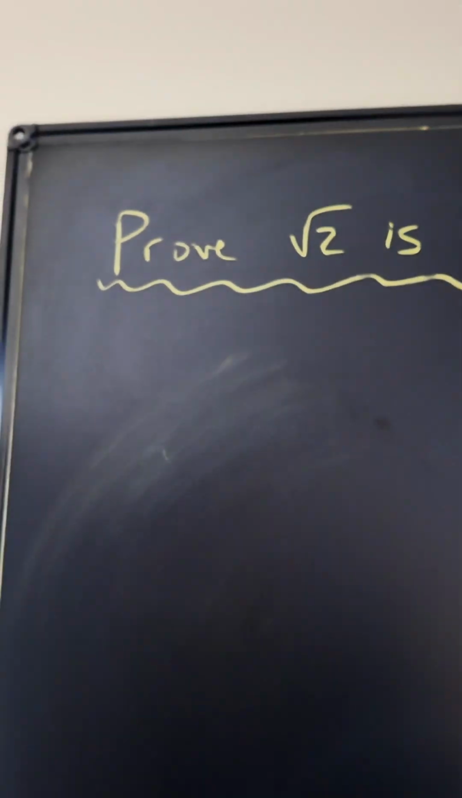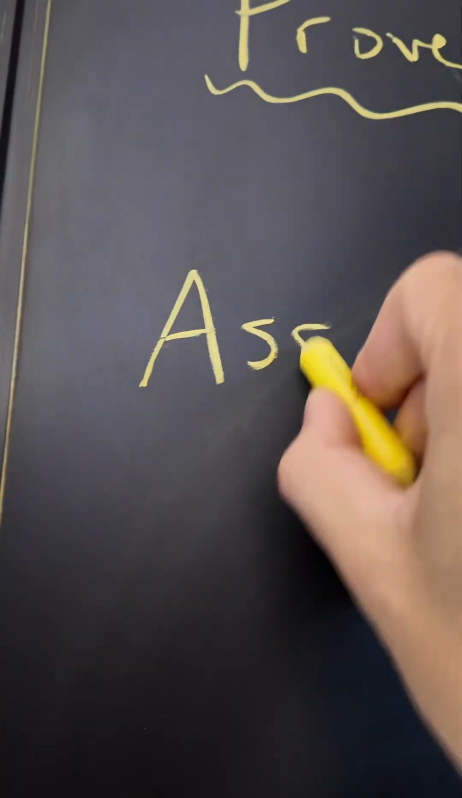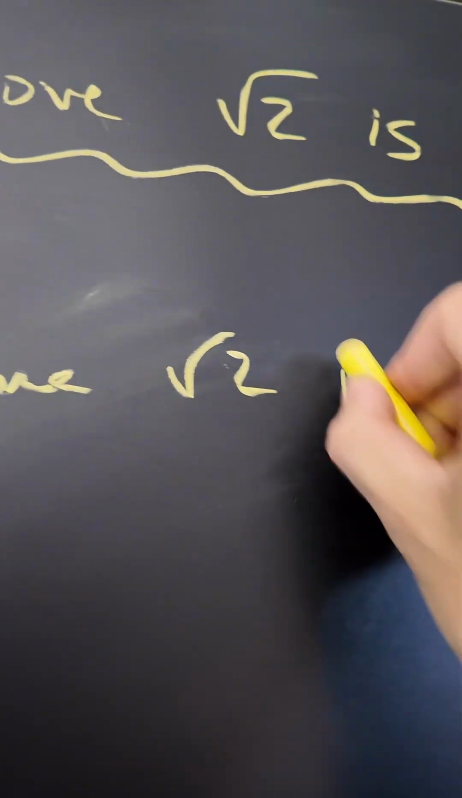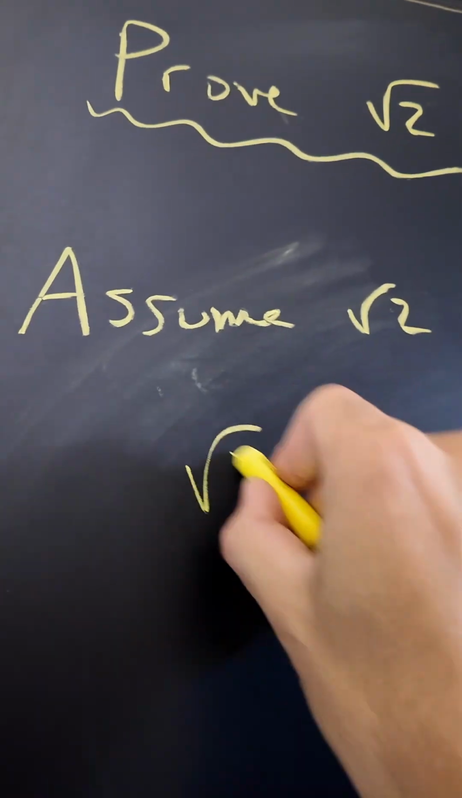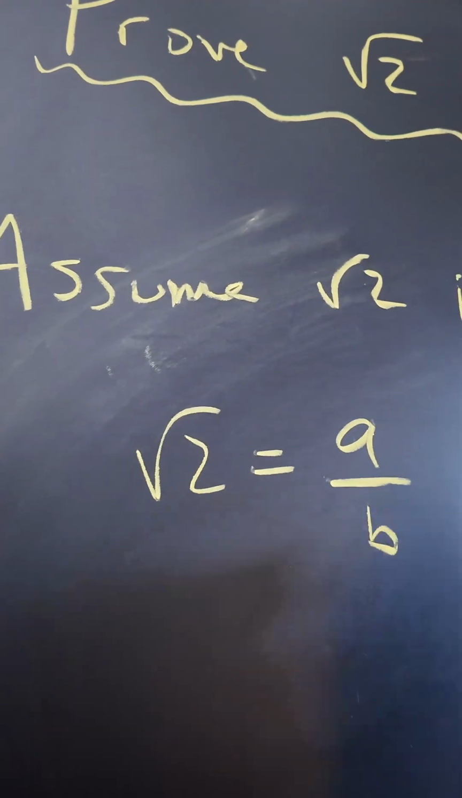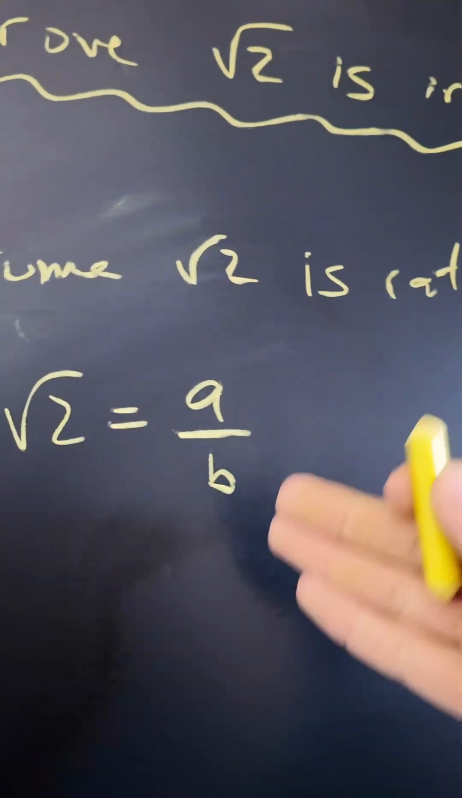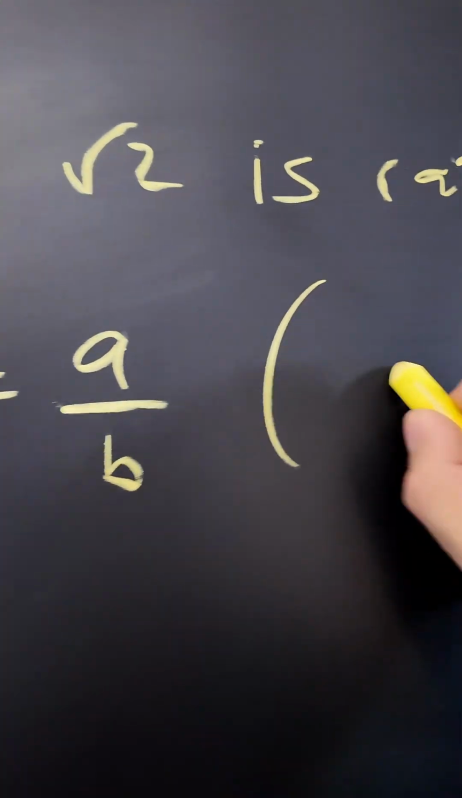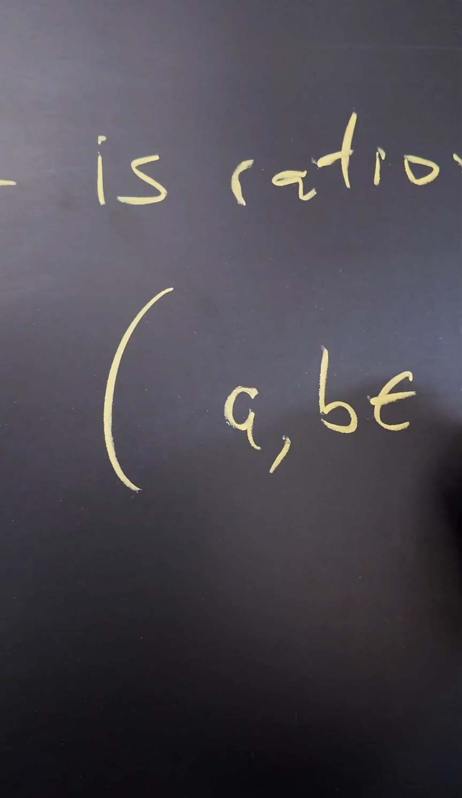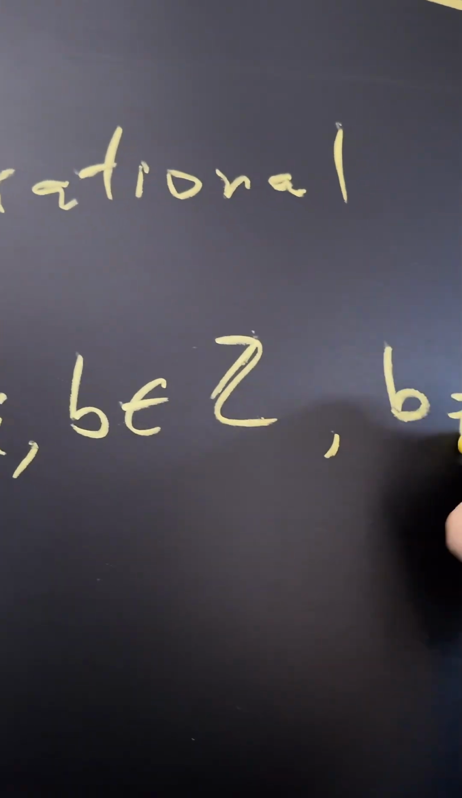We're going to do this by contradiction, and we're going to assume that the square root of 2 is rational. In other words, we can write the square root of 2 as some fraction a over b, where once again, a and b are integers, and b cannot be equal to 0.